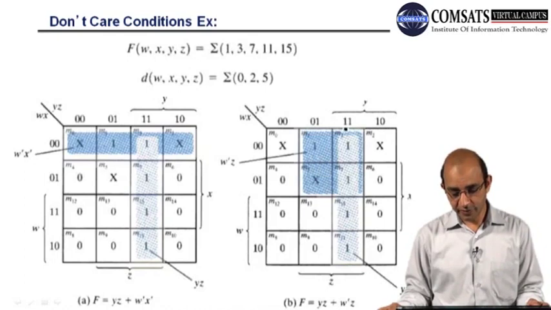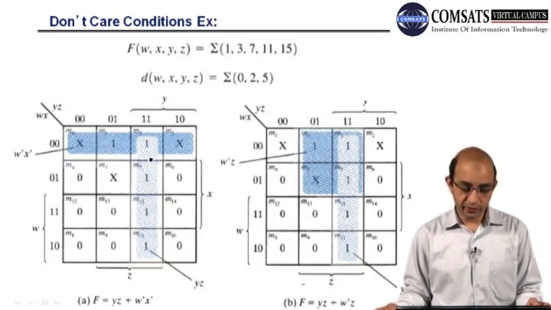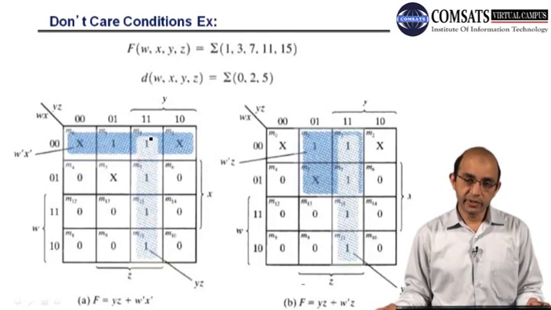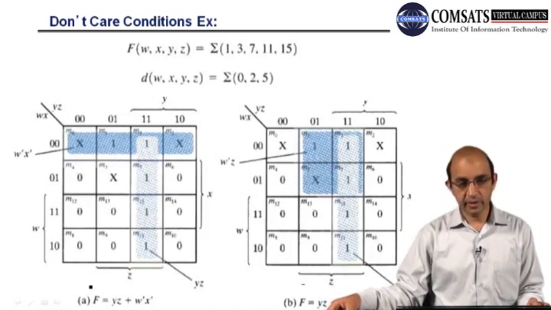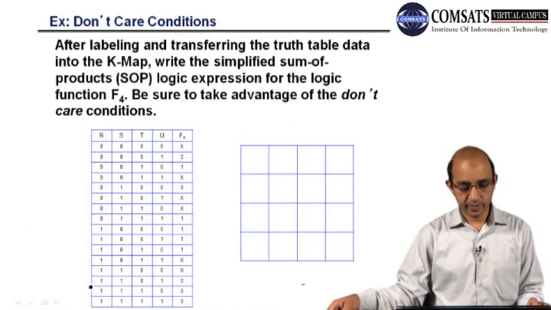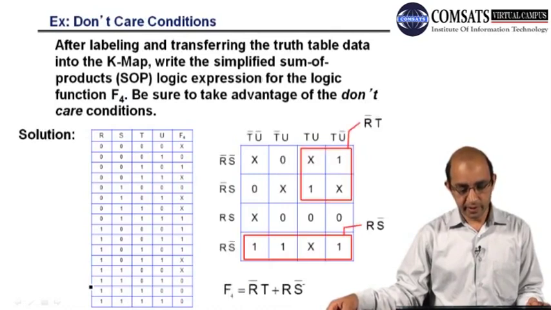So here we have YZ, right, and here we have W bar Z. So you can see that we have used don't cares differently and we have the same expression, right? So this is another scenario. So again, don't cares: we can use or we cannot use.